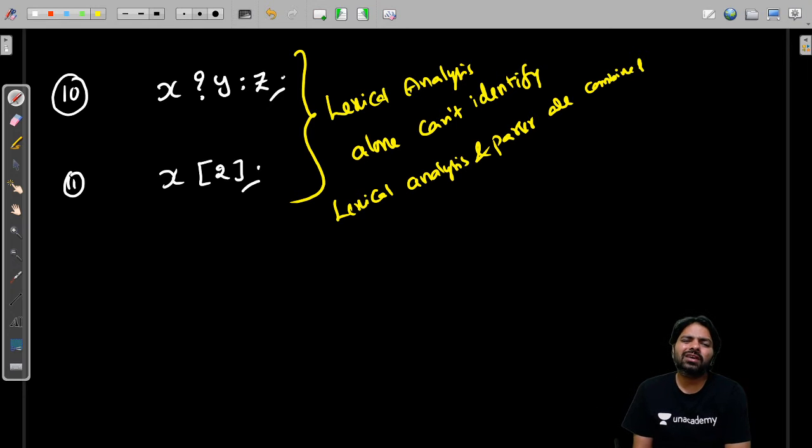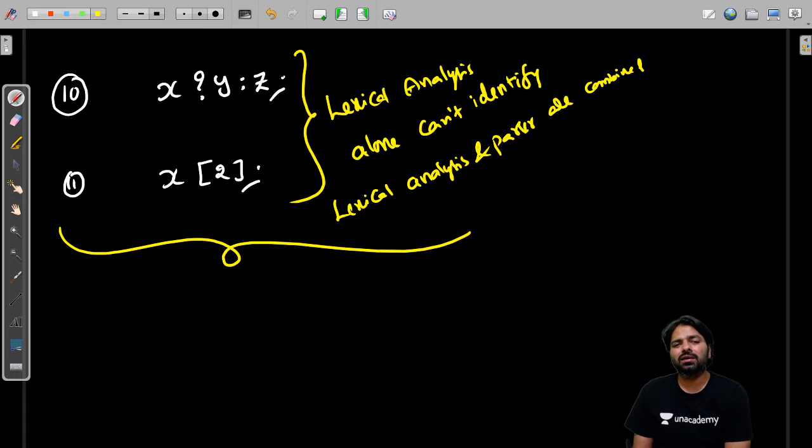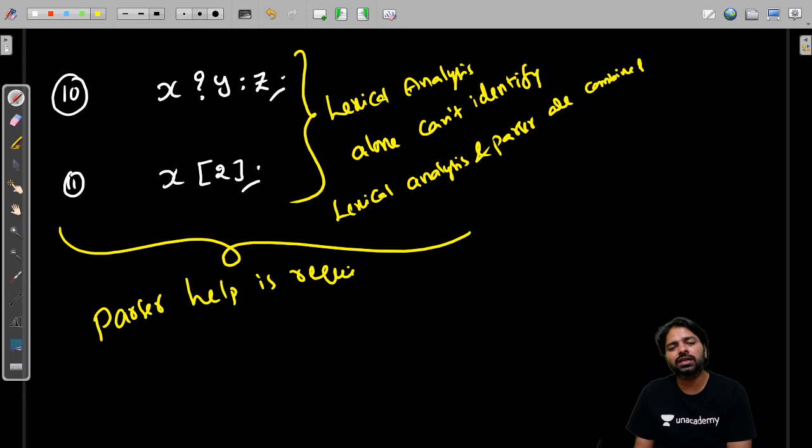So with this kind of question, even I can't answer how many tokens there are. Even in some of the test series I have seen, they interpret different answers. Guys, the lexical analyzer alone cannot do this. This is a loophole of the lexical analyzer. Here the parser's help is required to understand these statements, to understand these codes.